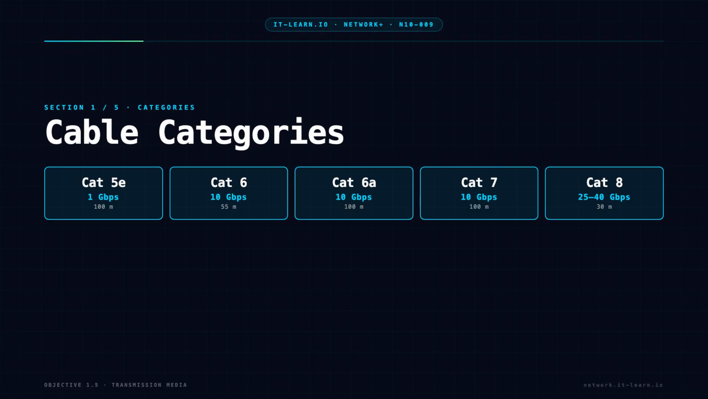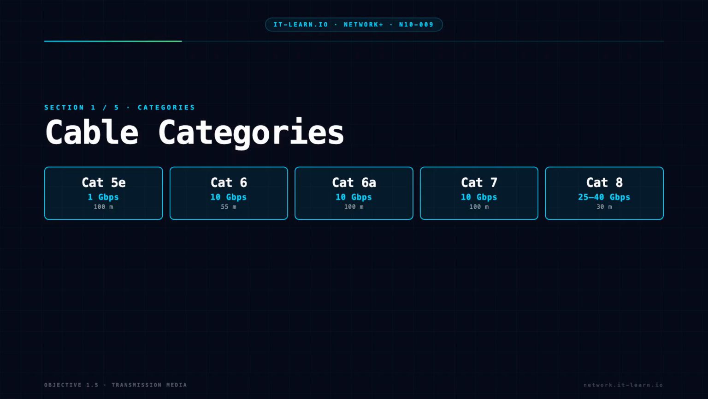Category 5E or Cat5e supports speeds up to 1 gigabit per second at distances up to 100 meters. It is the minimum recommended category for modern networks. Category 6 or Cat6 supports speeds up to 10 gigabits per second at distances up to 55 meters and 1 gigabit per second at up to 100 meters. Category 6A supports 10 gigabits per second at the full 100-meter distance.